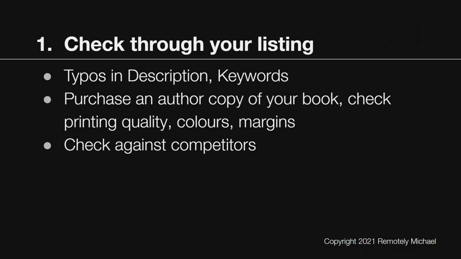Okay, so the first thing I do is quite obvious, and it's check through the listing. So this is basically your Amazon sales page. Check for typos in descriptions, check your keywords, consider purchasing an author copy of your book and checking that through. I find it's so much easier when I've got the physical version in front of me. You might not want to do that if you're doing no content and low content books, but for me, I'm creating activity books, so I like to have them.